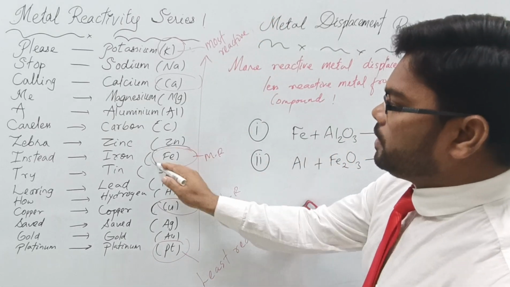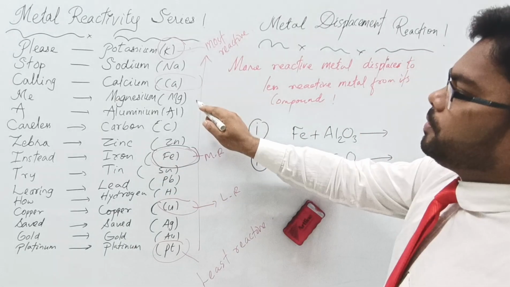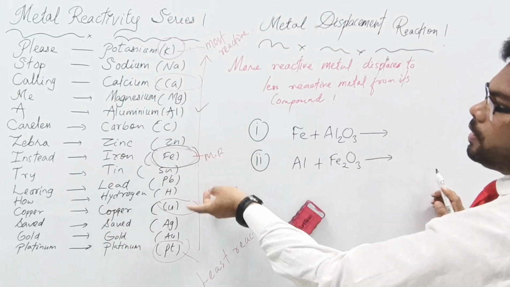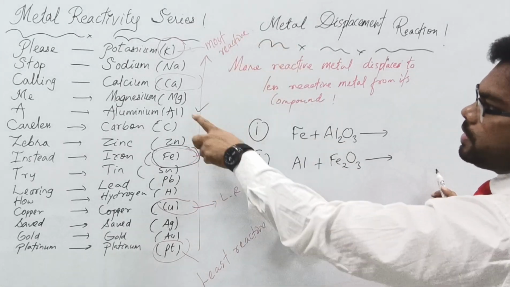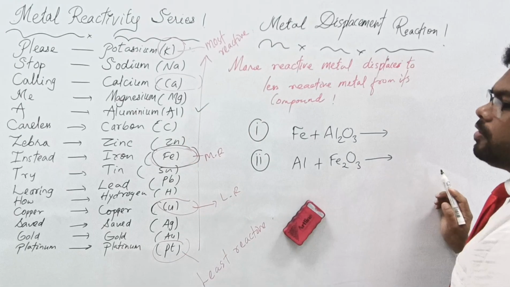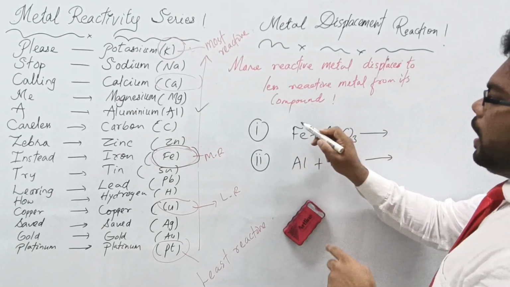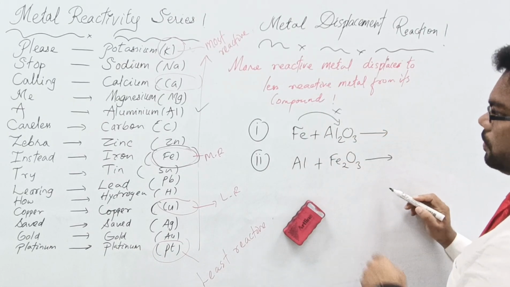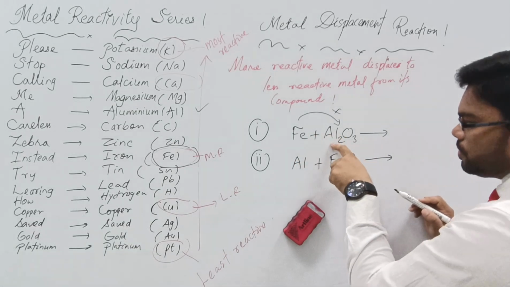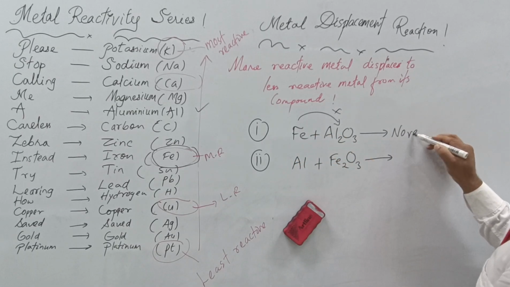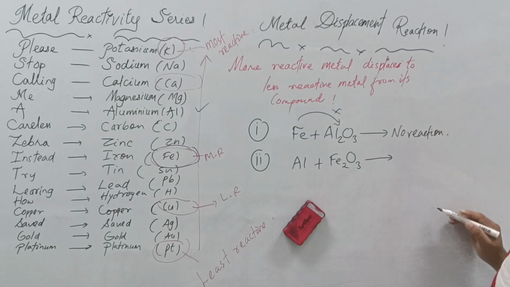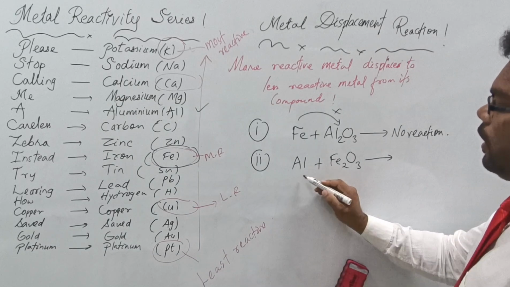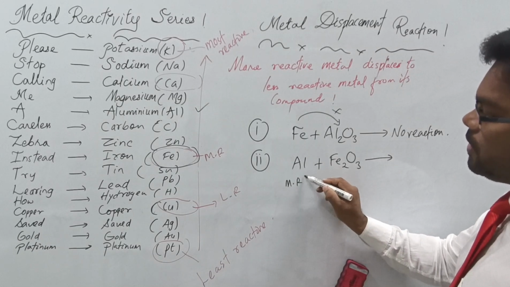Where is iron? Iron is here. Aluminum's place is somewhere here. So which is more reactive? Compare it. Of course, aluminum is at the top of the metal reactivity series, therefore it's more reactive. Iron is, however, the less reactive. Therefore, iron cannot displace aluminum. Yes or no? Because iron is less reactive and aluminum is more reactive. So no reaction. No reaction happens.